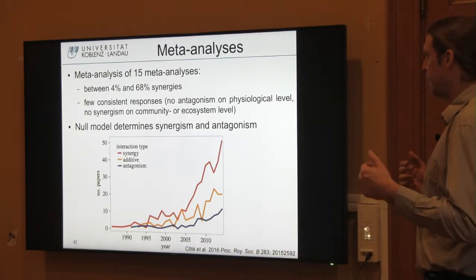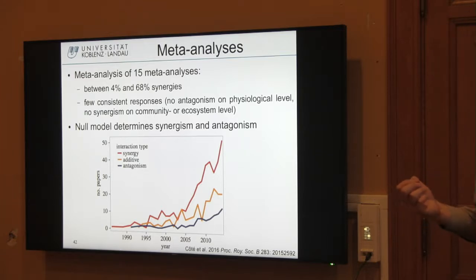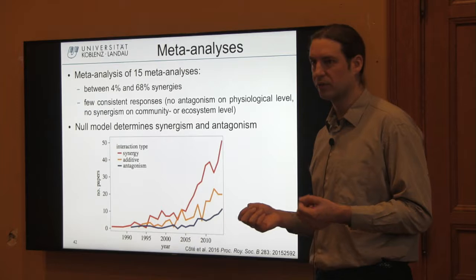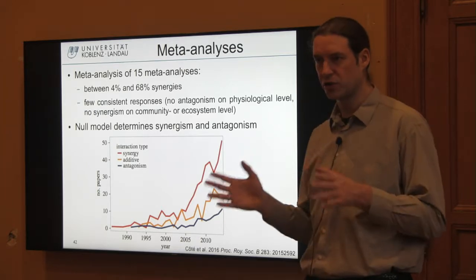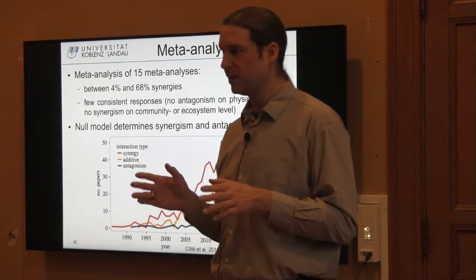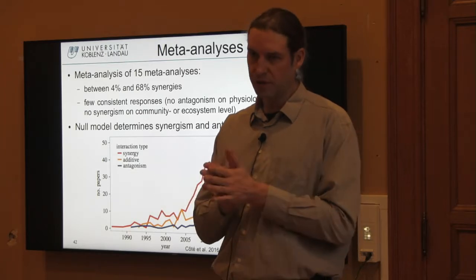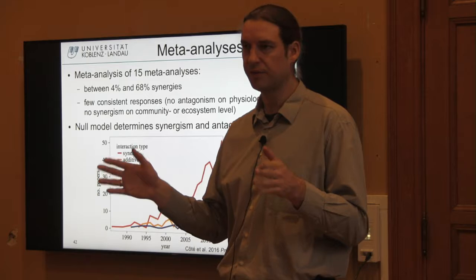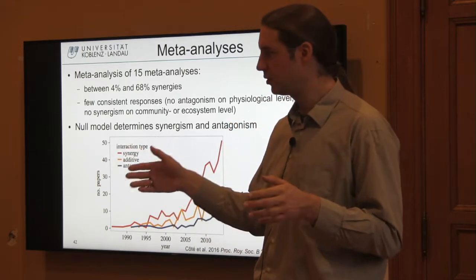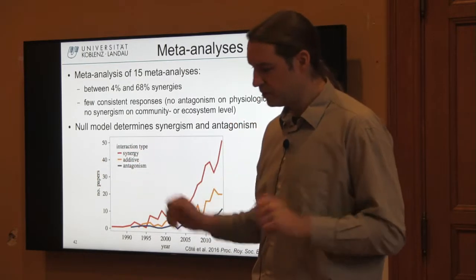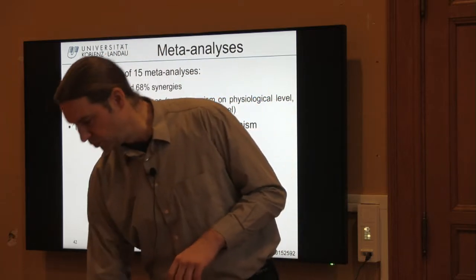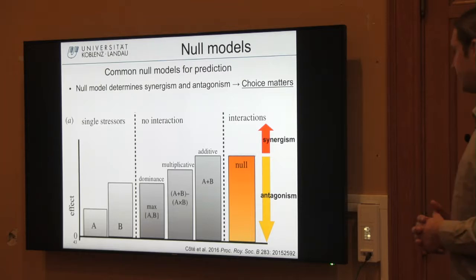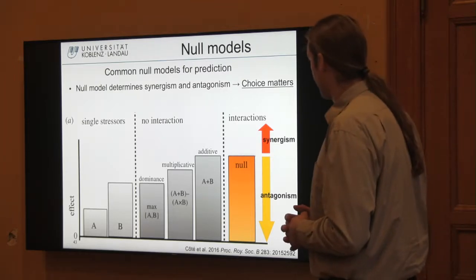Well, we have to take a step back and ask ourselves, how do we actually determine what is synergism and antagonism? I showed you for chemical mixtures that you have this model deviation ratio, and if it's within the boundary of 50% to a factor of 2, then it seemed appropriate. How did these authors do this in ecological studies?